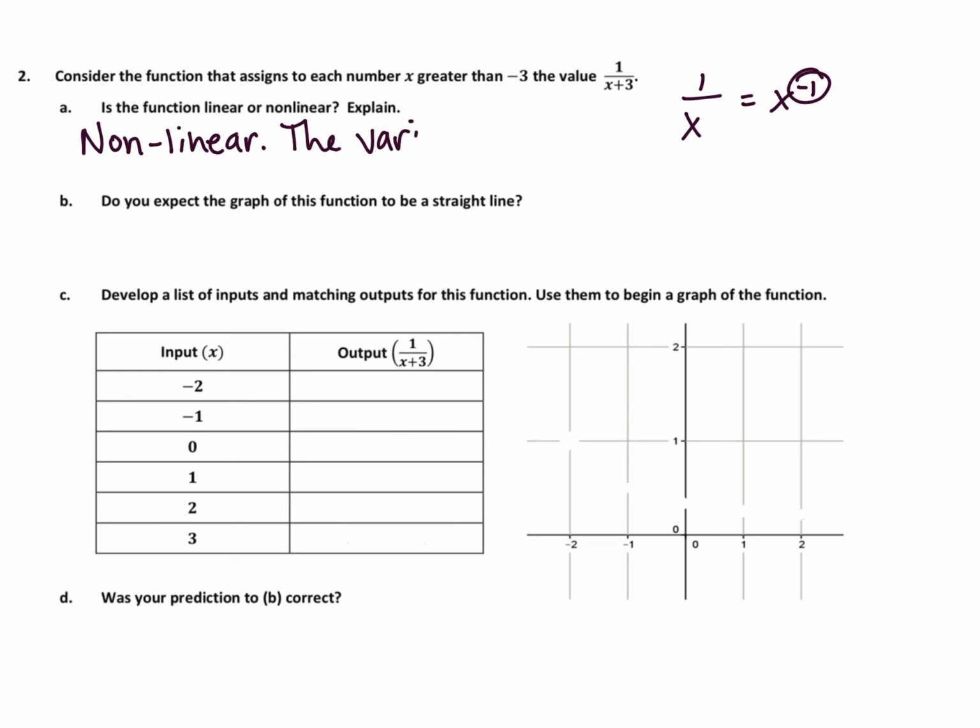The variable has an exponent of -1. Do you expect it to create a straight line? Well, it's nonlinear, so it should not create a straight line.